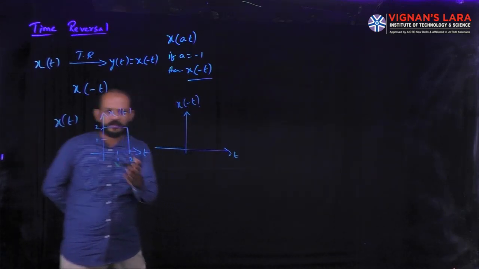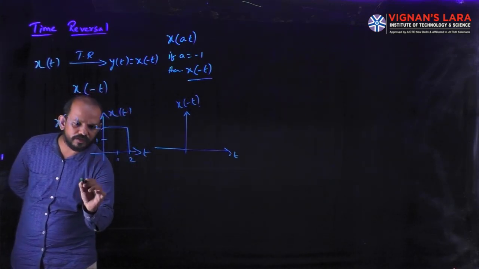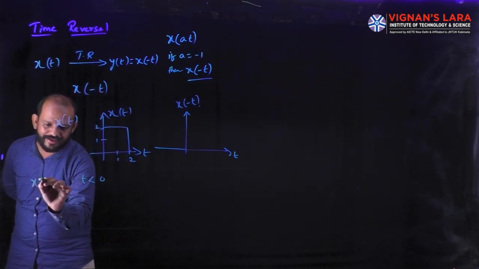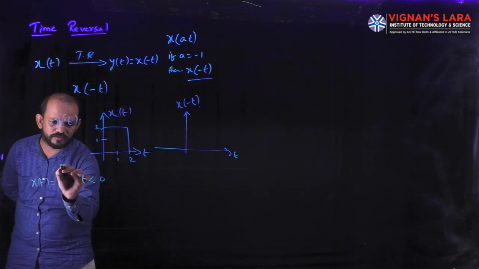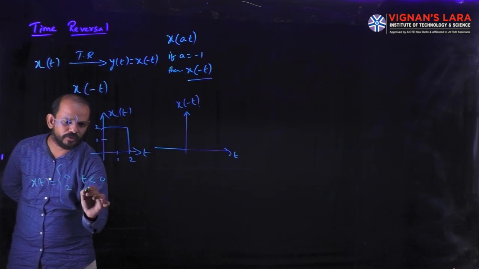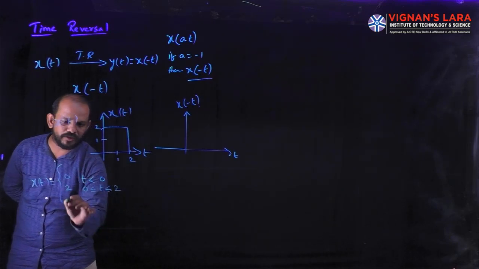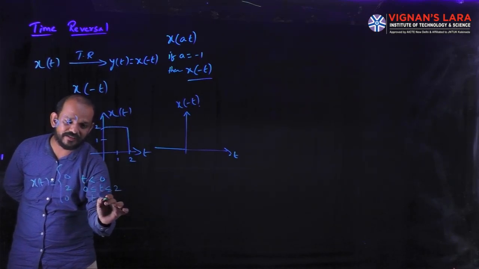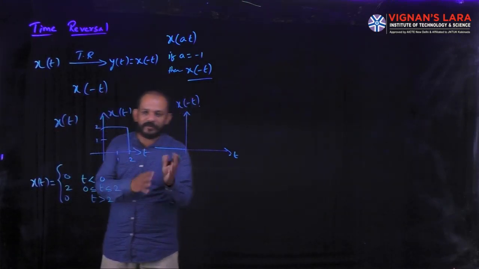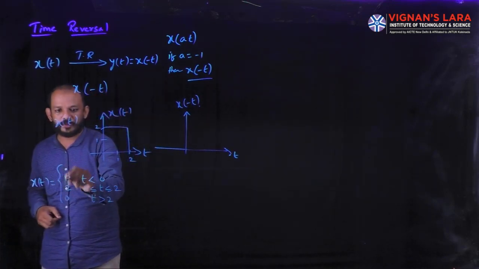Simple. So what are the conditions here? Write the conditions. For the signal, x of t equals 0 for t less than 0, 2 for 0 less than or equal to t less than or equal to 2, and 0 for t greater than 2. This is the case for this one. Now here is time reversal. That is, the changes are with respect to time. There will be no change with respect to amplitude.